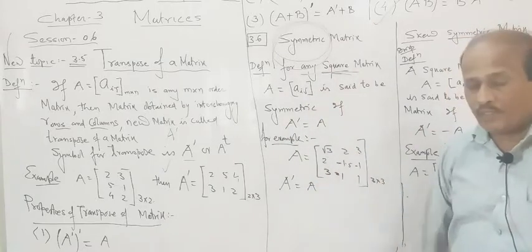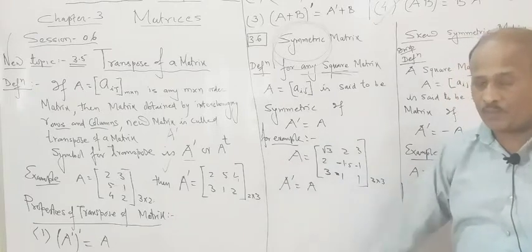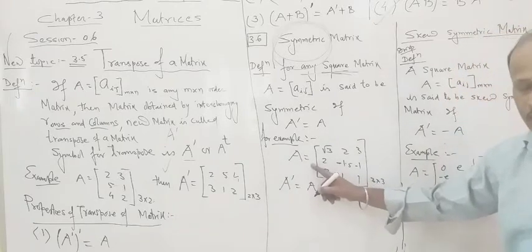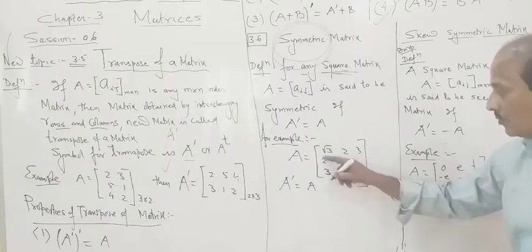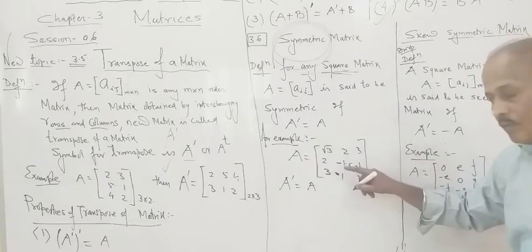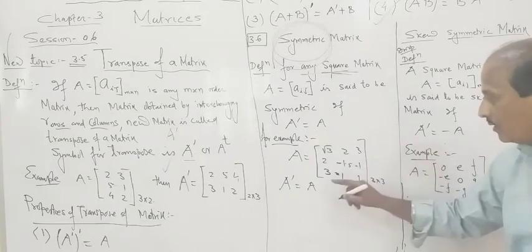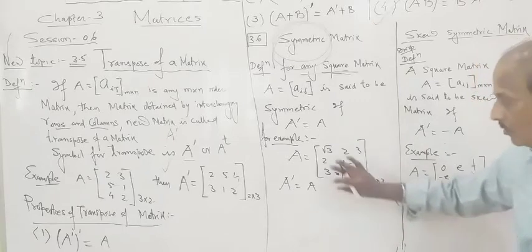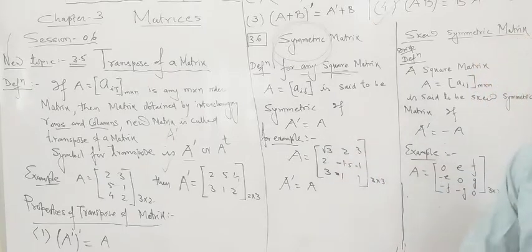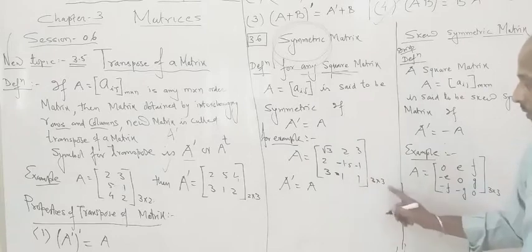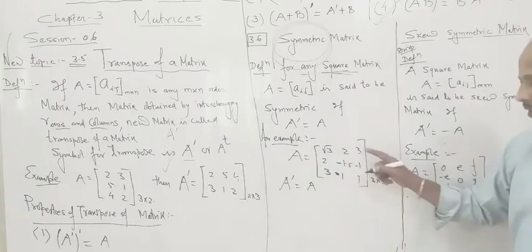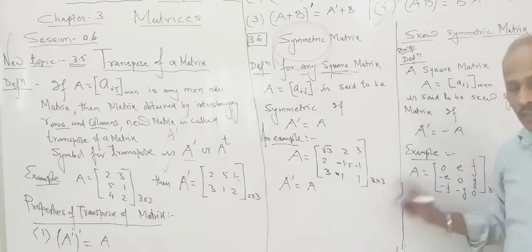One example I have written on the board. It is from the textbook only. A is any matrix. These are the members: root 3, 2, 3, 2, minus 1.5, minus 1, 3, minus 1, 1. Now you interchange the rows and columns. So see, first of all, it should be a square matrix. So it is a square matrix. The order is 3 cross 3.